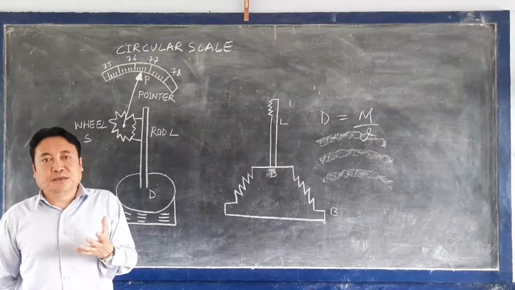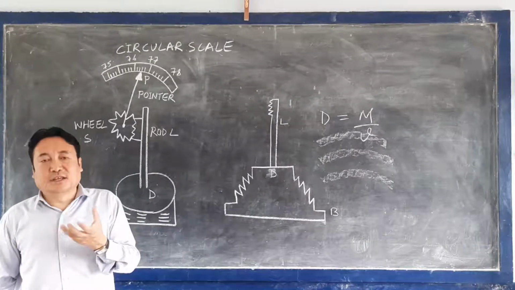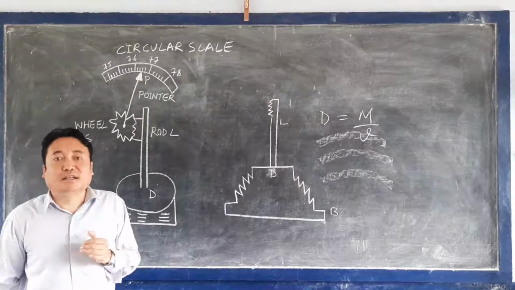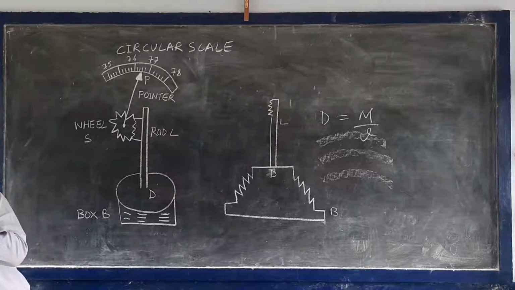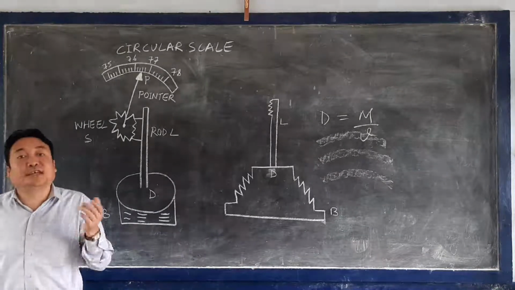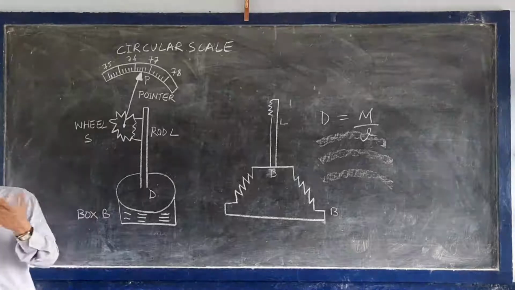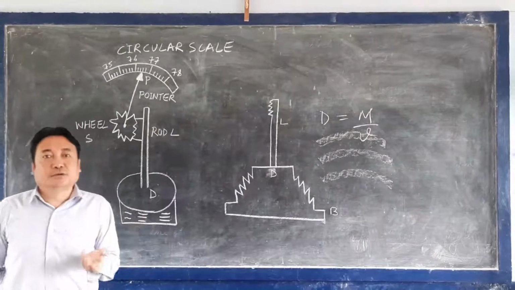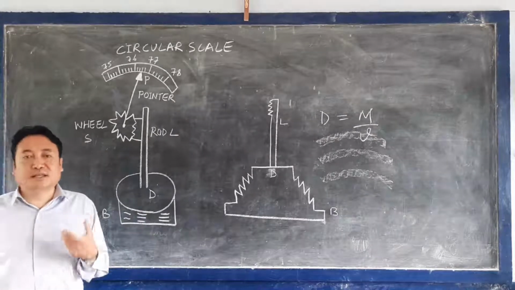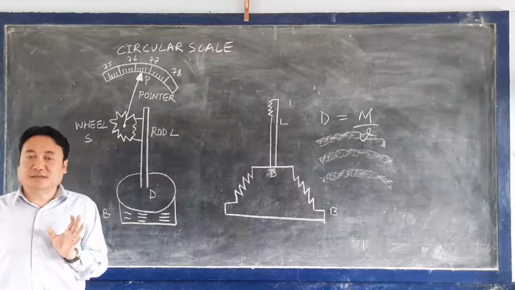So this way the barometer is used for three purposes, and the last one is the altimeter. Altimeters are instruments to measure height. They are used in aircraft to measure the altitude, or the height, of the aircraft.